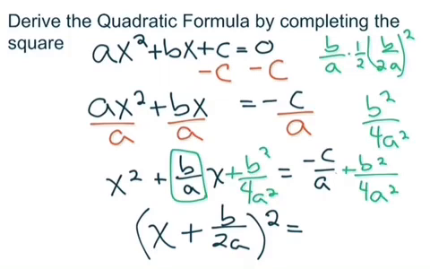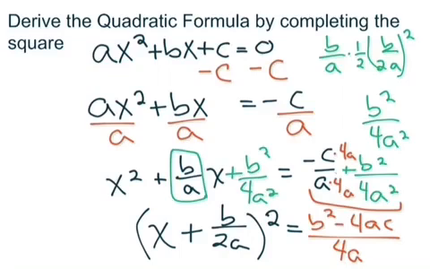Okay, so we need to combine these here, and we need to find a common denominator. So obviously we're not going to be able to get this one down to a, so we're going to have to take this one to 4a squared. So we're going to multiply it by 4a on top and bottom, and we combine those together to get b squared minus 4ac all over 4a squared. Okay, then of course we need to square root, so we're going to square root both sides.